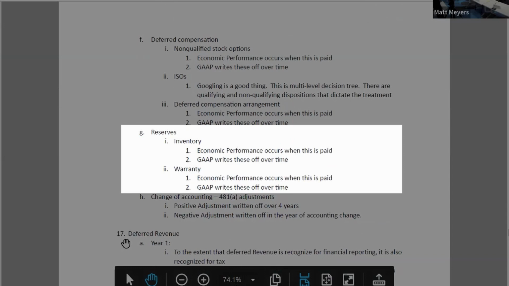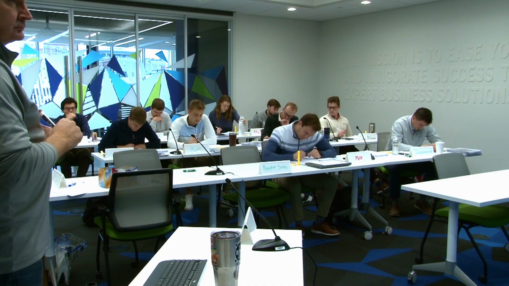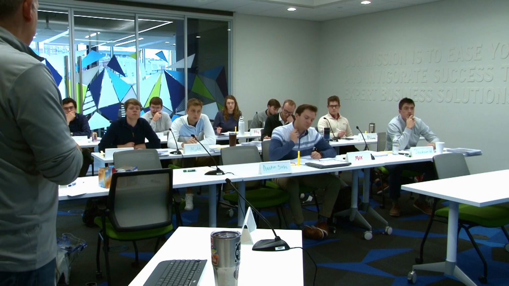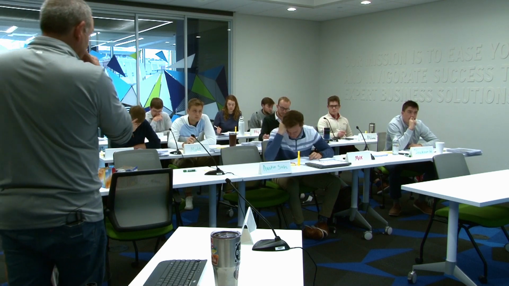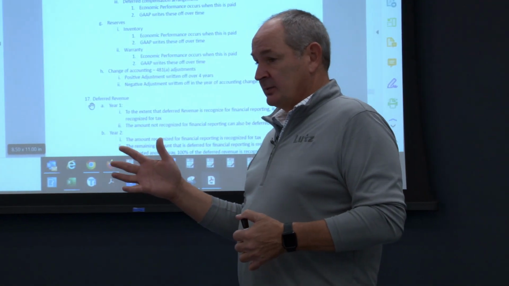All right, we have reserves, there's inventory, and economic performance occurs when this is paid and GAAP writes these off over time. Then a warranty, economic performance occurs when this is paid and GAAP also writes these off over time. Okay, so let's just stick there for a second. Anytime there's a reserve, generally it's not going to be deductible.